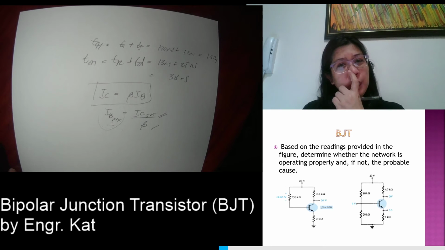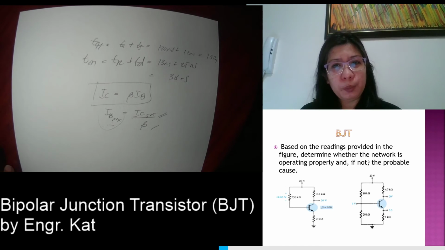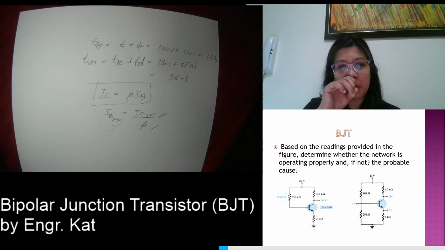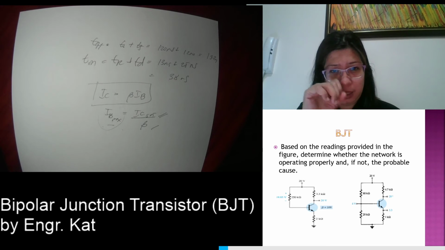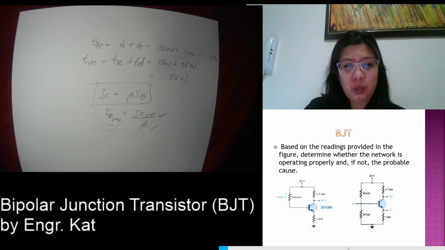So based on the readings provided in the figure, let us determine whether the network is operating properly. And if not, what must be the probable cause? Okay, so look at here.